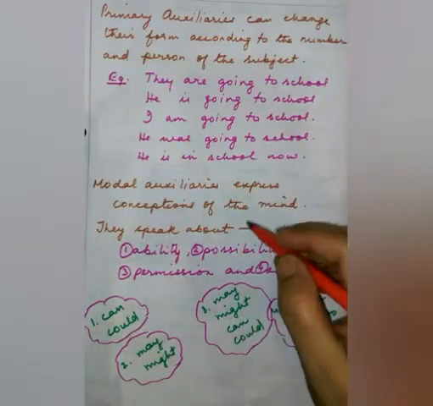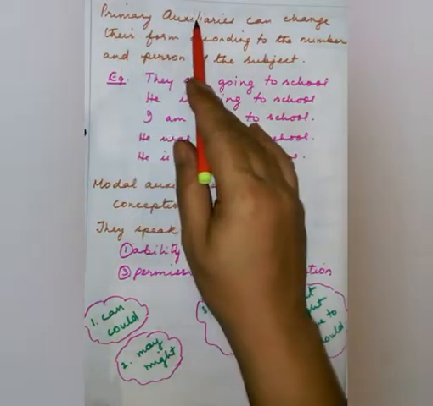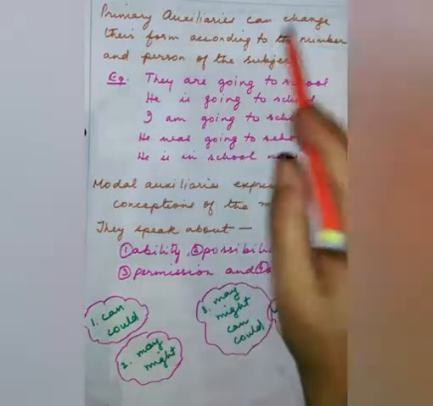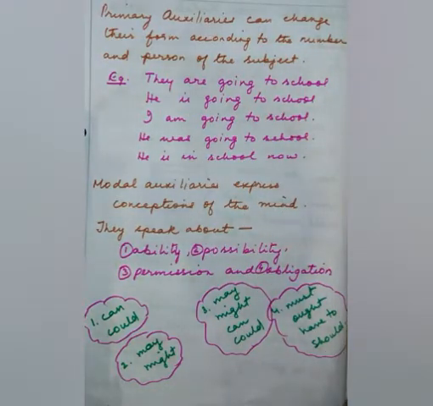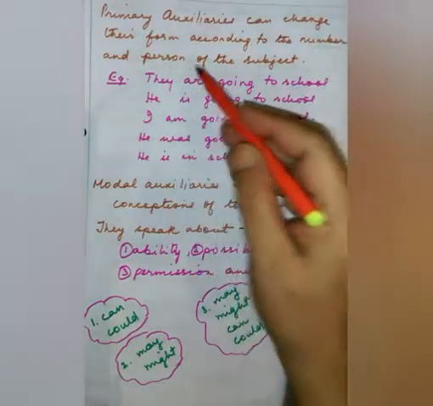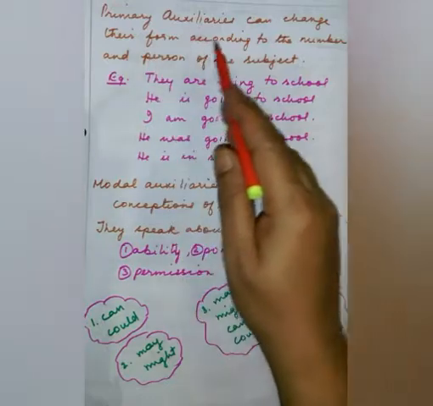Now coming to the next page. This also we have done yesterday. This is also a quick recap. Primary auxiliaries can change their form according to the number and person of the subject. According to the number means singular, plural. A person means first person, second person, third person. Okay. Now, so don't forget this.